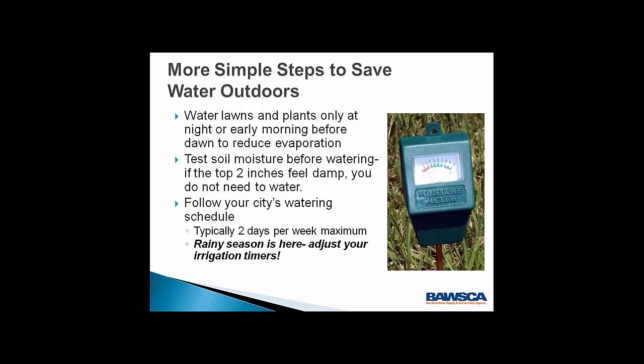Typically, agencies in this area have adopted a 2-day per week maximum for watering your landscaping during the drought. However, it's the rainy season. Even with the precipitation we've received today, that's enough that watering is not allowed for the next 48 hours. And this is a great time of year to check your irrigation timers and just turn them off for the winter. With the winter precipitation, supplementing with additional irrigation is likely not necessary on a regular basis.